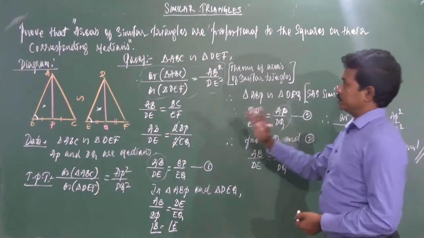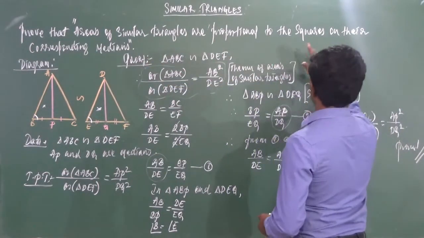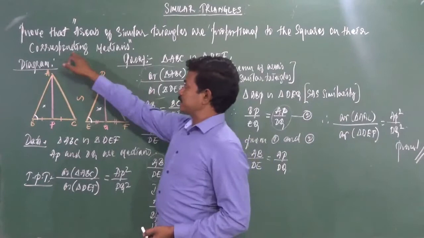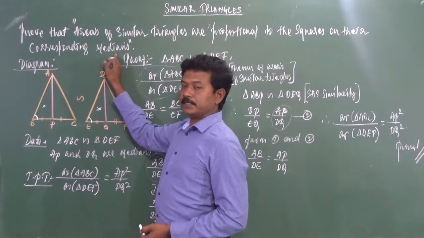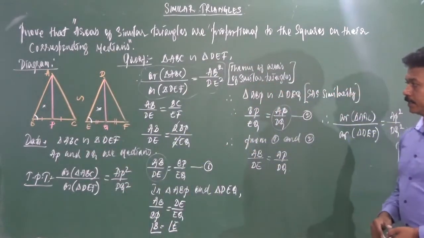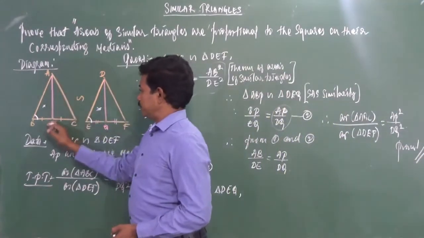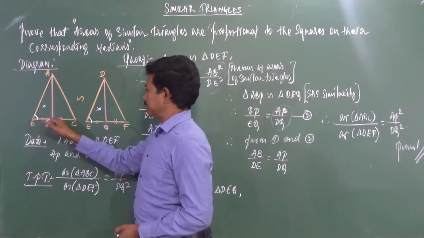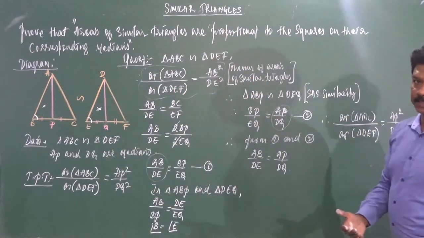So here I have changed the question for homework. Prove that areas of similar triangles are proportional to the squares on their corresponding, instead of medians, you have to prove that it is altitudes, right? So you have to separate the diagram. When you draw a line from the vertex to the base, you have to put a right angle here. Here also you have to put a right angle. Then proceed with the proof. Right? Okay.